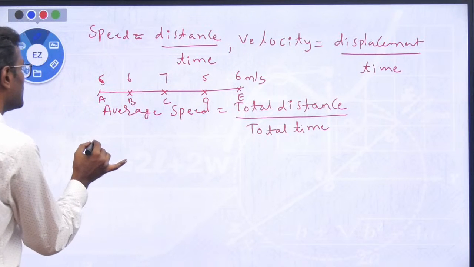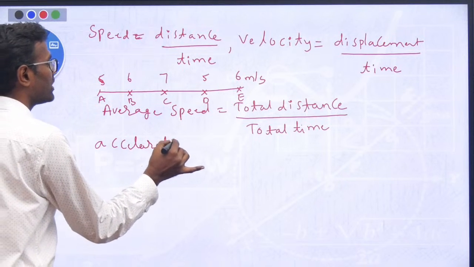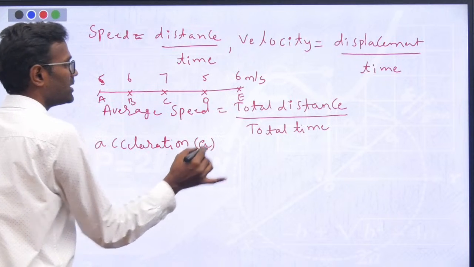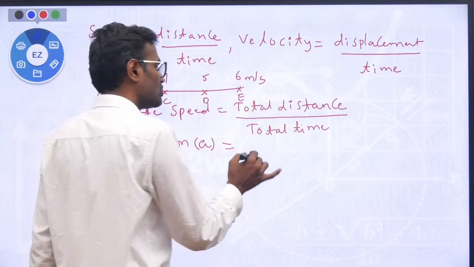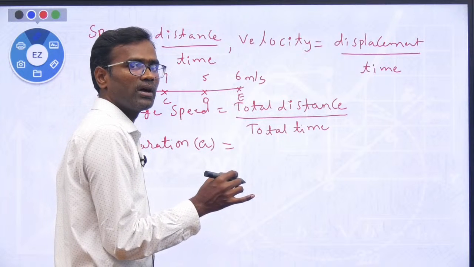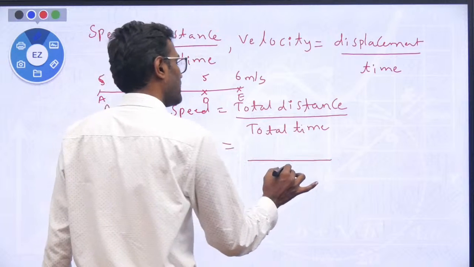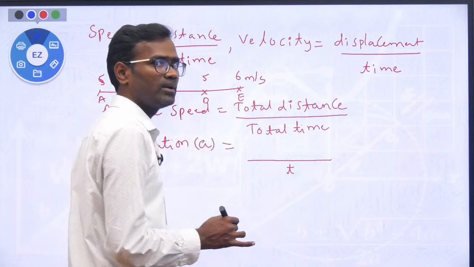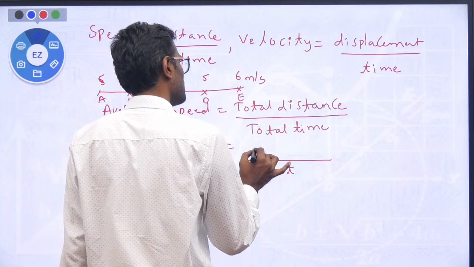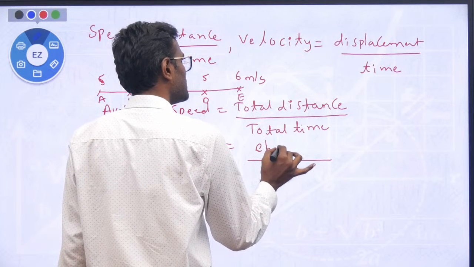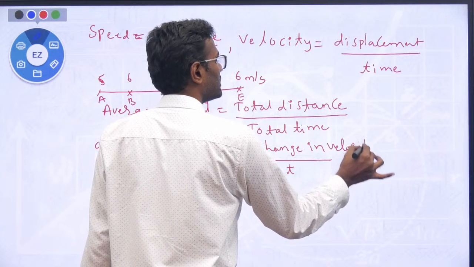Next, acceleration. What is acceleration? Acceleration a is, by the basic definition, the rate of change of velocity. Rate means with respect to time, so time in the denominator. Acceleration equals change in velocity by time taken.